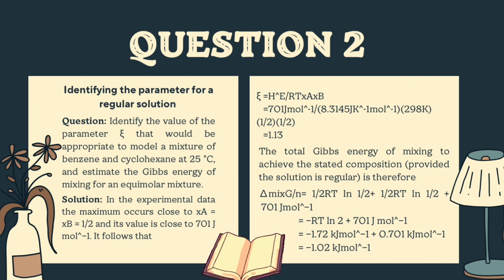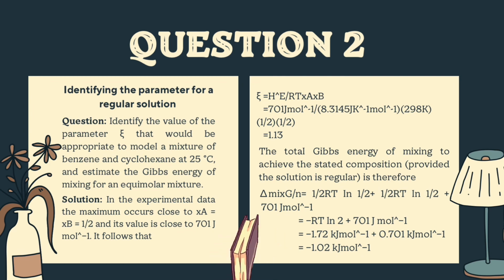It follows that Z equals H over RT at XA and XB, where H is 701 joule per mole and R is 8.3145 joule per kelvin per mole, and T is 298 Kelvin, and XA is 1 over 2, the same as XB, and it becomes 1.13.